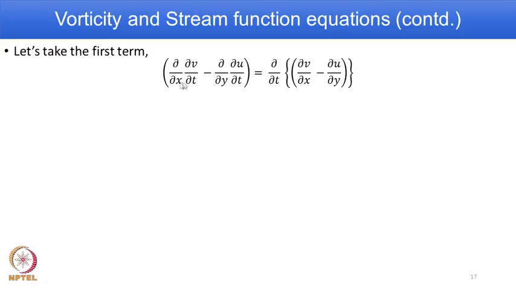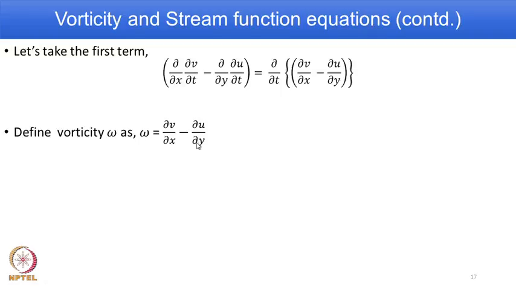Now, this partial derivative can be exchanged with this. Similarly, this partial derivative can be exchanged with this. So, the common term ∂/∂t is taken out and ∂v/∂x and ∂u/∂y appear inside the bracket. You can immediately recognize that ∂v/∂x minus ∂u/∂y we already defined, from the vorticity vector in the first class. So, this is one component of that vorticity vector, the omega z component, given by ∂v/∂x minus ∂u/∂y.